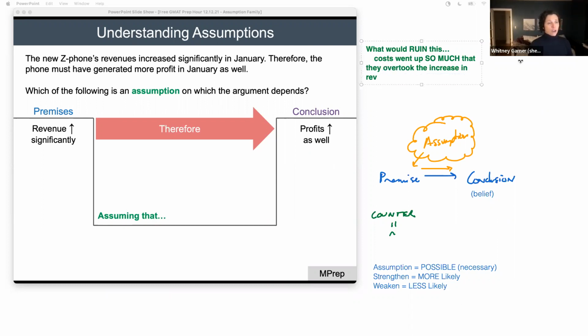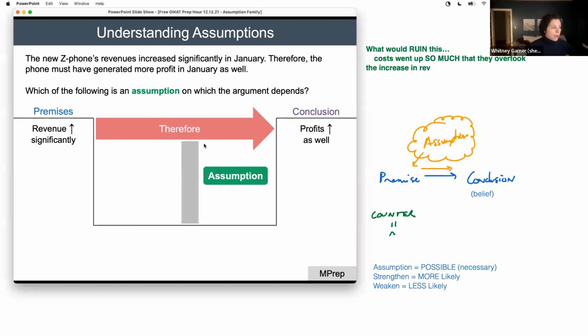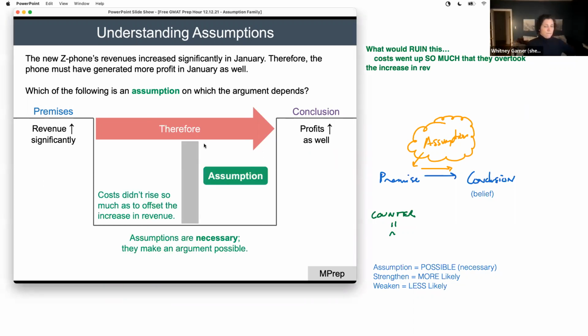If that happened, if our costs went up so much, our costs could go up, they're allowed to go up, and our conclusion could still be true. But if our costs go up so much that they ended up overtaking or offsetting our increase in revenue, then our conclusion would fail. So in order to write this as an assumption, I have to say that this didn't happen.